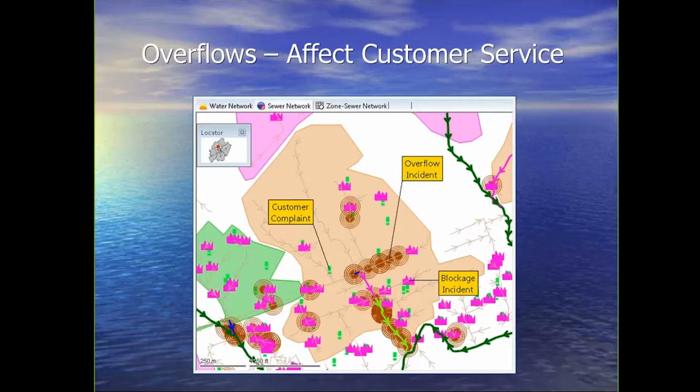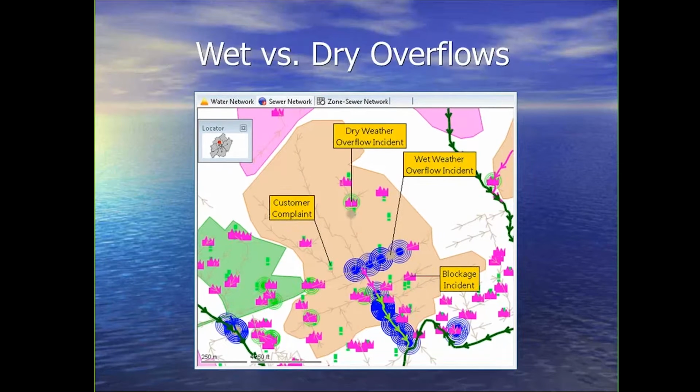So going back to an image I showed you earlier, we're looking here again at this SMA that we created earlier, and we see customer complaints, blockage incidents, and overflow incidents. And we determined that really overflows and blockage incidents are the ones that are affecting customer service and also getting into the paper. So using a theme in Infinet, we were able to further refine this between dry weather overflow incidents or wet weather overflow incidents.